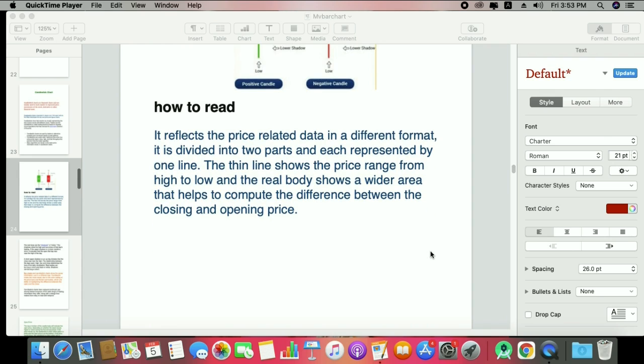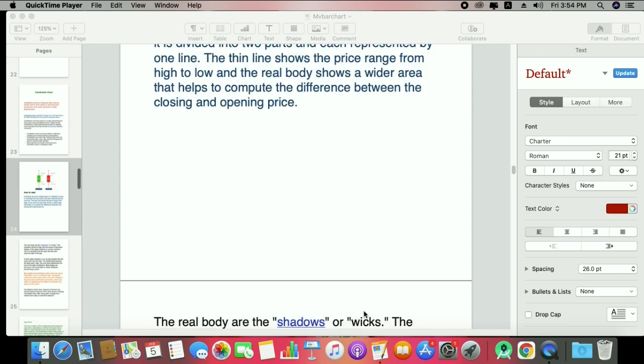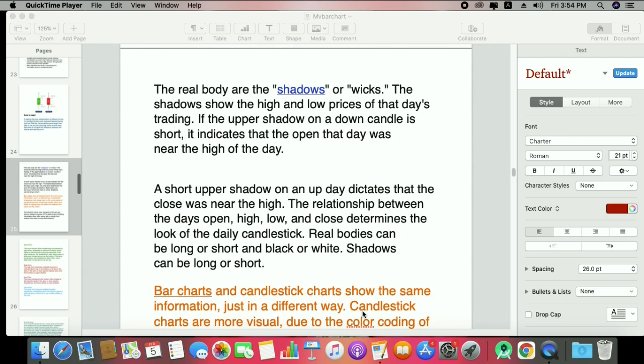So how to read it? It reflects price-related data in a different format. It is divided into two parts and each is represented by one line. The thin line shows the price range from high to low, and the real body shows the wide area that helps compute the difference between the closing and opening prices. The real bodies are the shadows or wicks. The shadow shows the high and low prices of the day's trading, what is going on in the trade market.